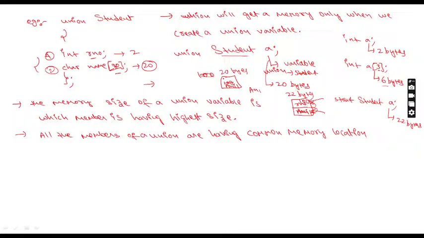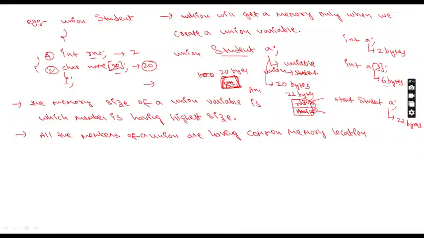But in a union, as I said again, it is like a single bedroom flat where there will be only one washroom. There are 5 members in the family, but all 5 cannot use it at a time, so one after the other. Once you enter the roll number, that is the value now. After that, if I enter the name, the roll number value will be erased.